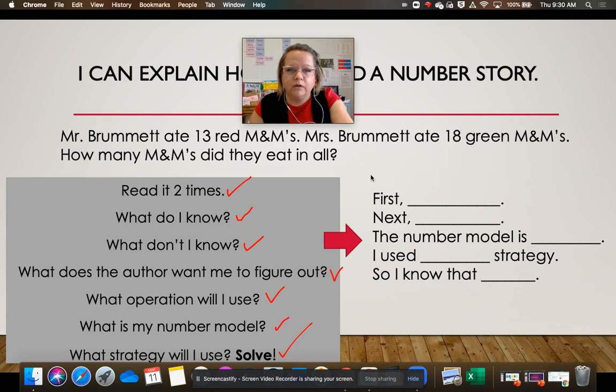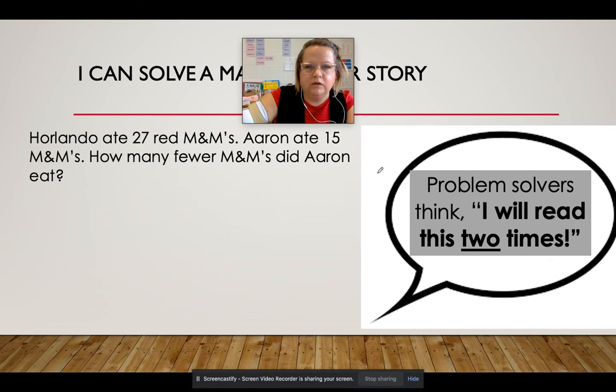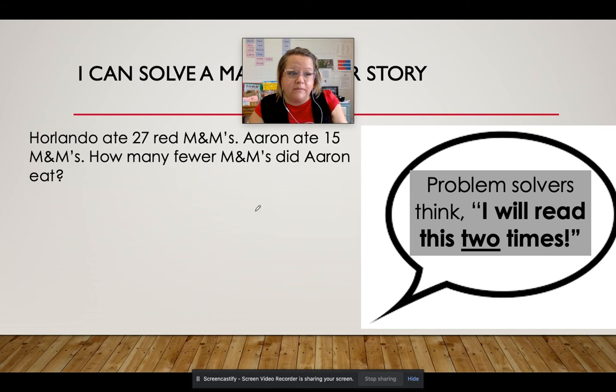So here's yours. Orlando ate 27 red M&Ms. Aaron ate 15 M&Ms. How many fewer M&Ms did Aaron eat? I'm going to read it 2 times. Orlando ate 27 red M&Ms. Aaron ate 15 M&Ms. How many fewer M&Ms did Aaron eat?